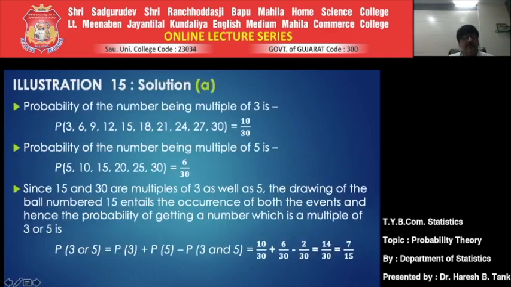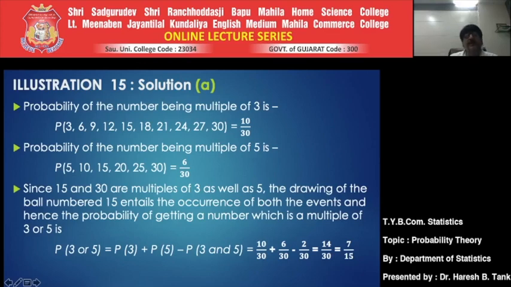Probability of the number being a multiple of 3. 3, 6, 9, 12, 15, 18, 21, 24, 27 and 30. These are the 10 different ways you can get a number which is a multiple of 3. Is it fine? So number of favorable cases becomes 10. Number of exhaustive cases, 30 balls are there. Any one of those 30 may come while drawing actually. So number of exhaustive cases becomes 30. It comes to 10 by 30.